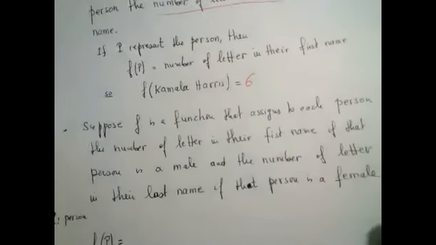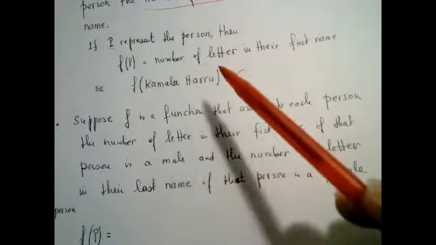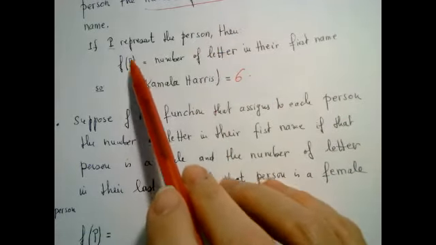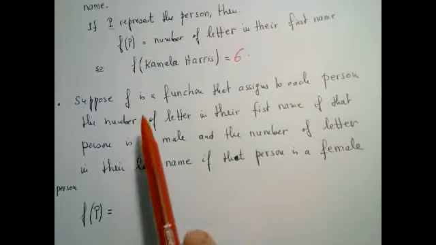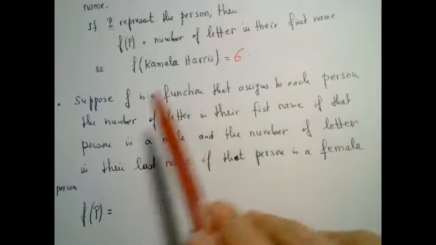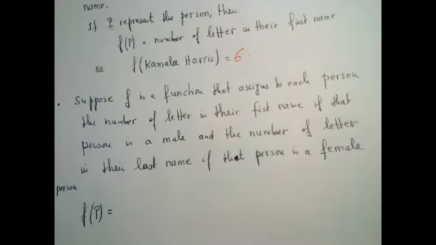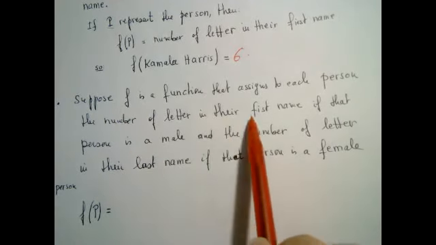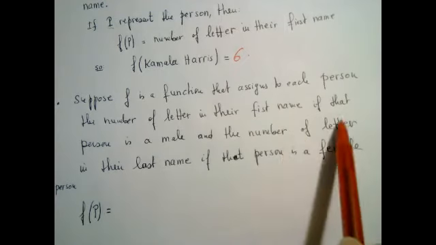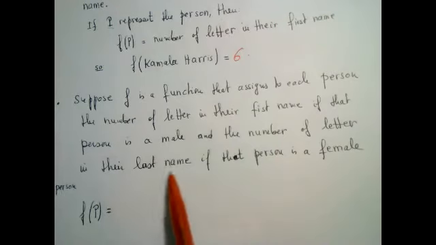Now, I'm going to make a variation of this. In this function, the output is very defined. For every P, whatever the person is, my output is the number of letters. Now I'm going to change the scenario a little bit. Suppose f is a function that does the following weird thing: my inputs are persons, every person under the sun, and it assigns the number of letters in their first name if that person is a male, and the number of letters in their last name if that person is a female.